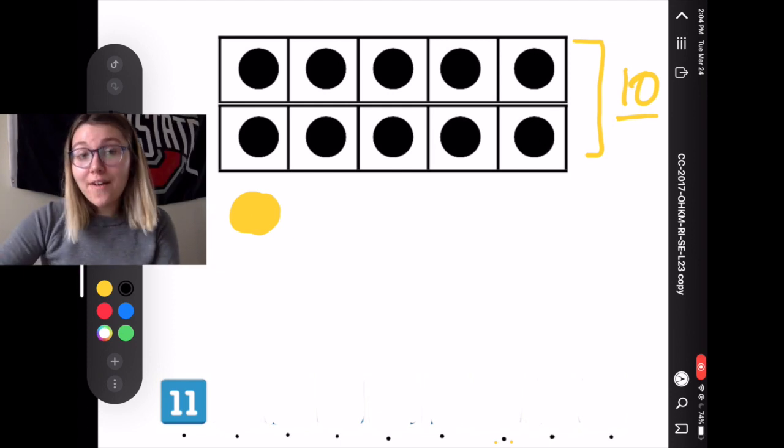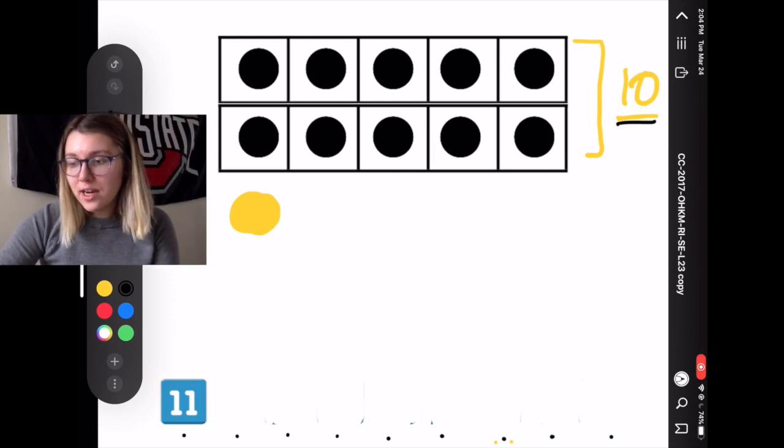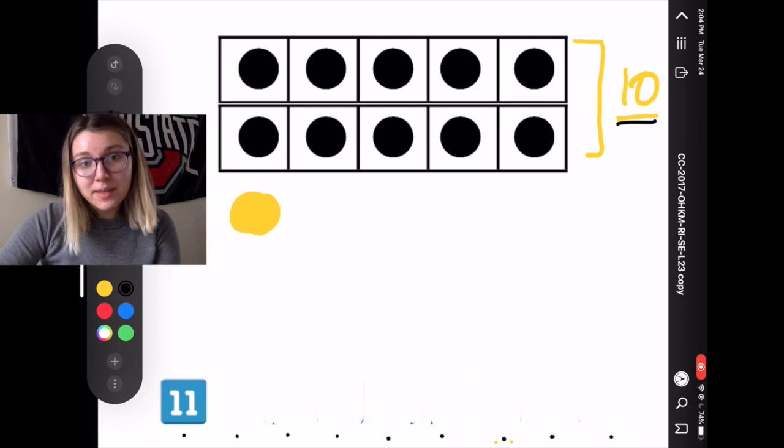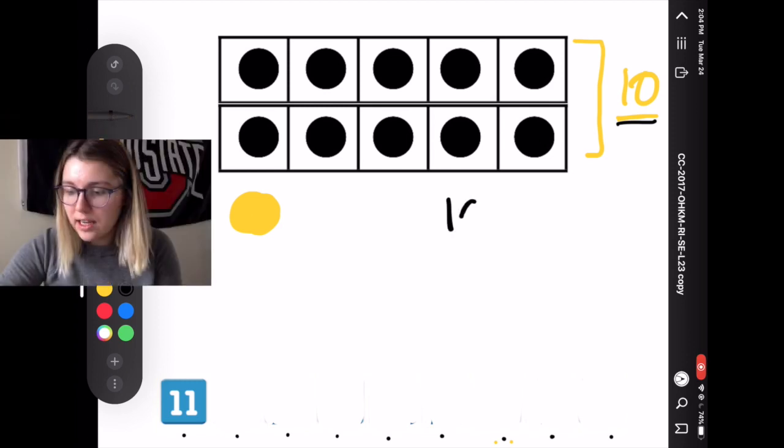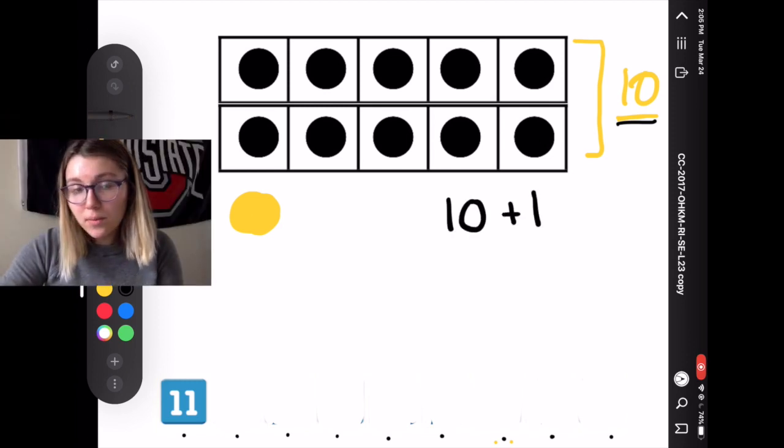Good job. All right, so we know that we can add. So here I have 11 dots. And I have 10 right here, and then one more gives me 11. So I can write 10 and one more equals 11.